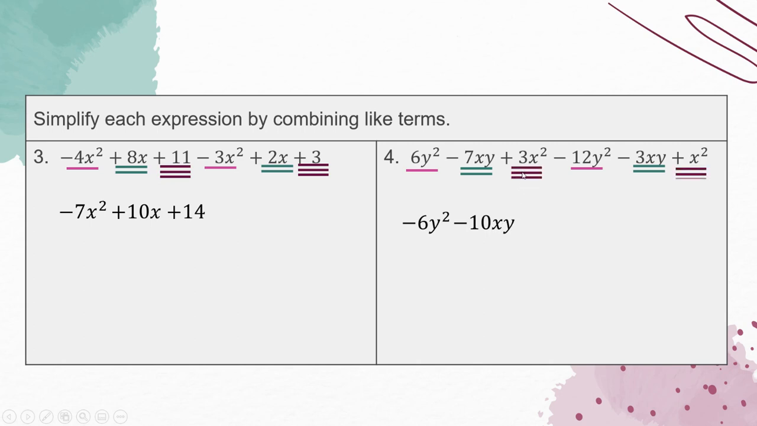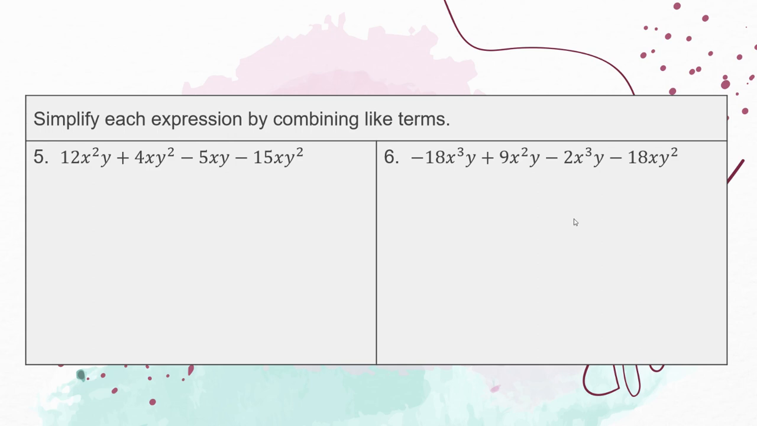And then lastly, 3x squared plus x squared. There's an understood 1 coefficient here, so when we combine them, 3 plus 1 gives us 4, and it keeps the variable part exactly the same. So our final answer is negative 6y squared minus 10xy plus 4x squared.